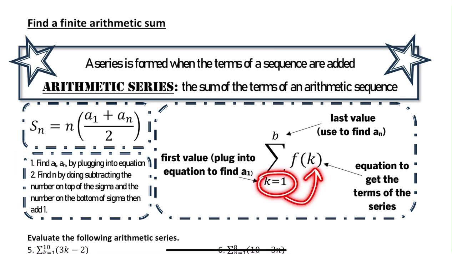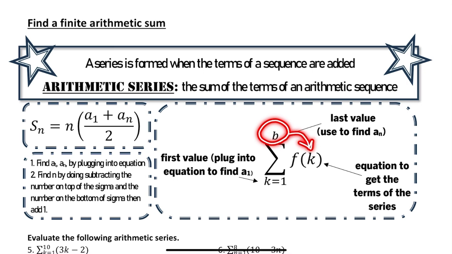This value is going to help us find the first term. That value will be substituted in for the variable and will give us the first term of the series. We can find the last term by taking this value and substituting in to find the a sub n term. Once we have a sub 1 and a sub n, we can find n by subtracting the number on top and the number on the bottom and then adding 1 to it. The number on the bottom and the number on top tell us which terms of the sequence we are going to be finding the sum of to form our series.